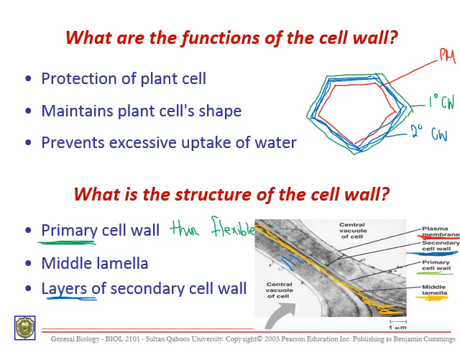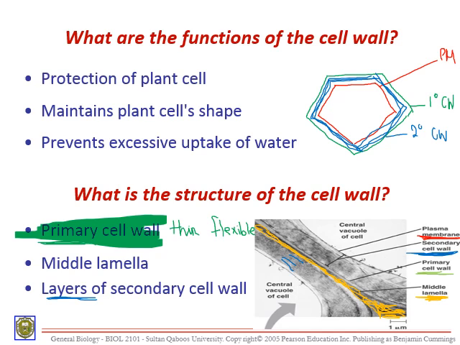Now, you should keep in mind that not all plants have a secondary cell wall. Some of them just have a primary cell wall, okay? But all plants must have a primary cell wall. Primary cell wall.